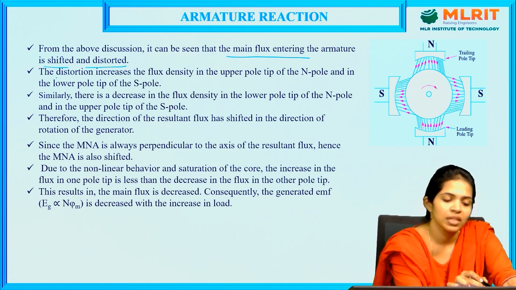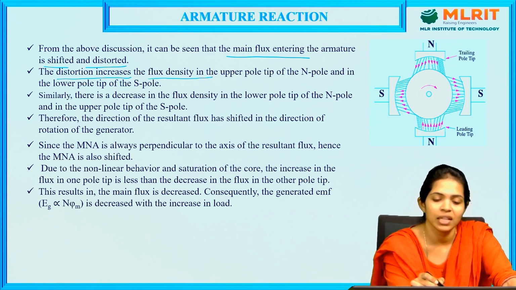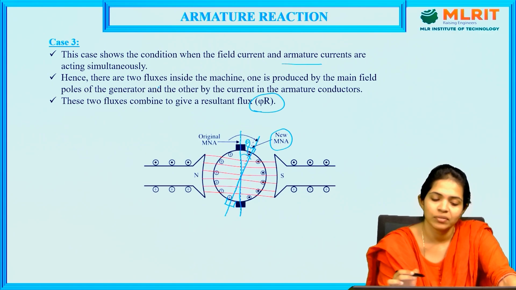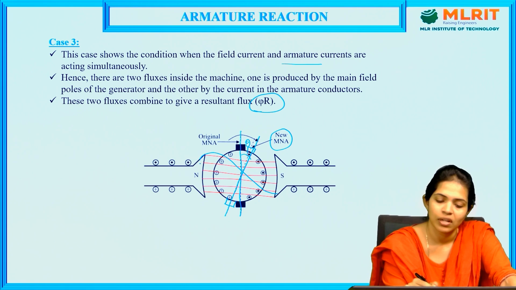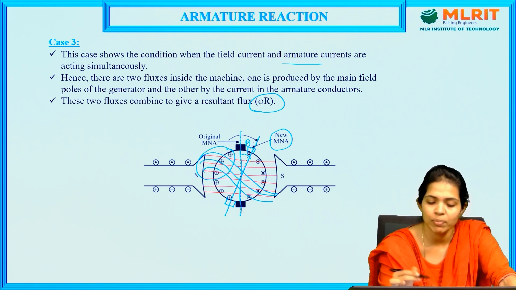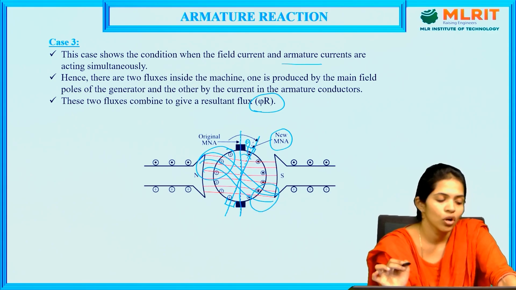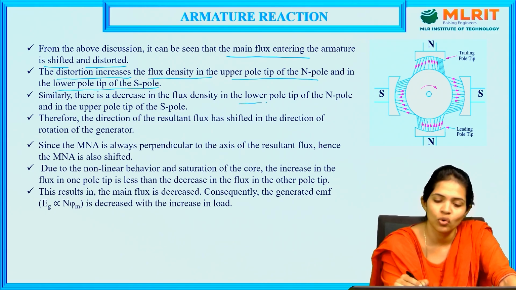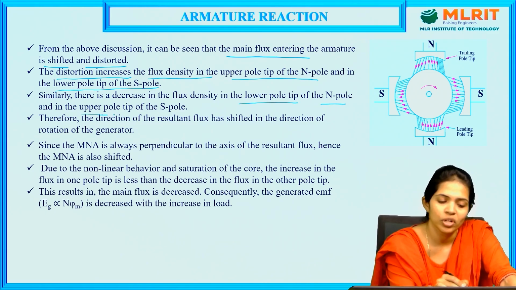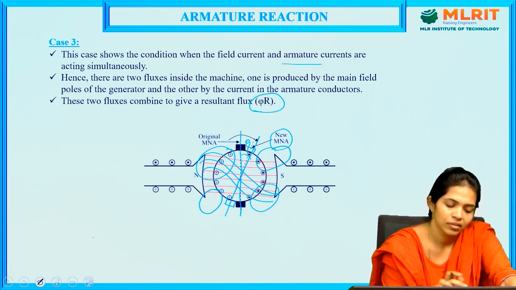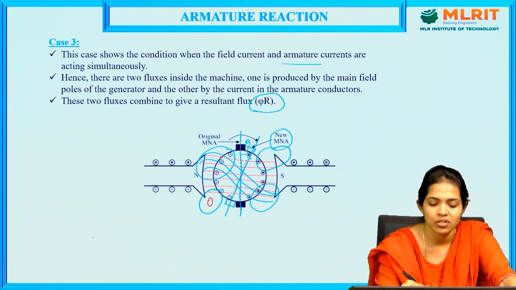So the distortion increases the flux density in the upper pole tip of the north pole and the lower pole tip of the south pole. So we have seen that this distortion is thus increasing the resultant flux density on the upper pole tip and the lower pole tip of the north and south poles. Similarly, there is a decrease in the flux density on the lower pole tip of the north pole and the upper pole tip of the south pole, which can be seen here. On either side, we can see that there is a decrease in intensity of magnetic flux.